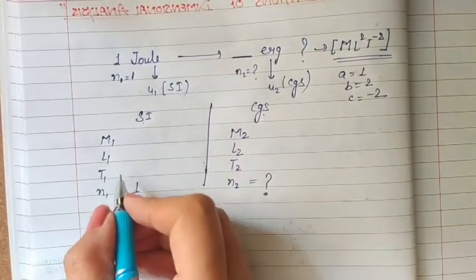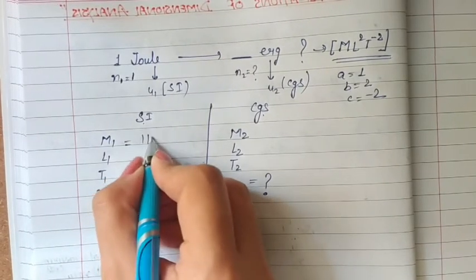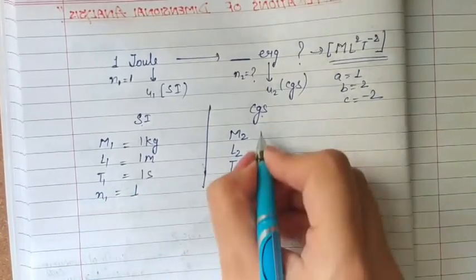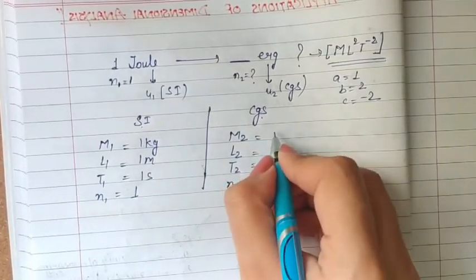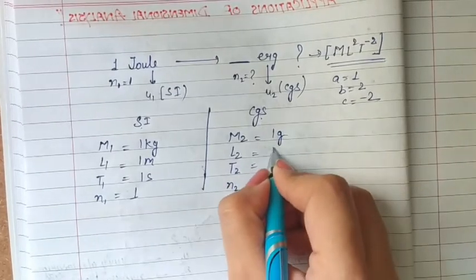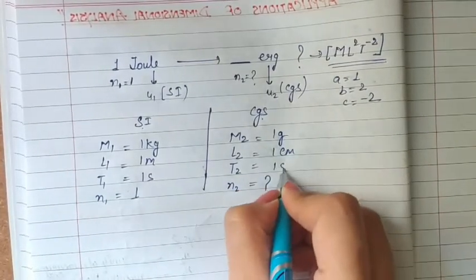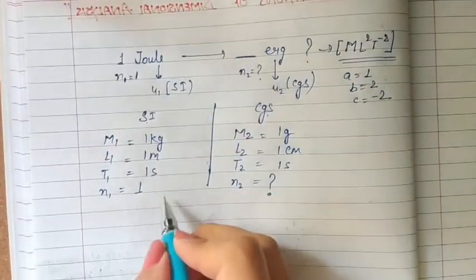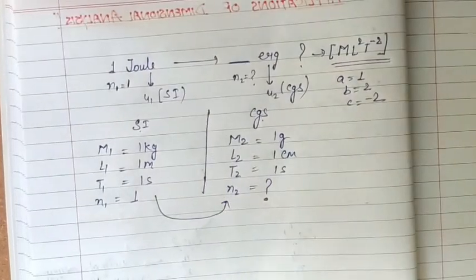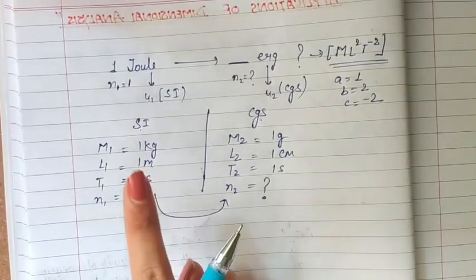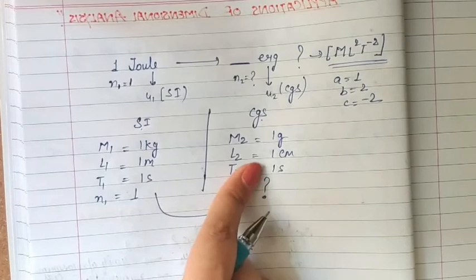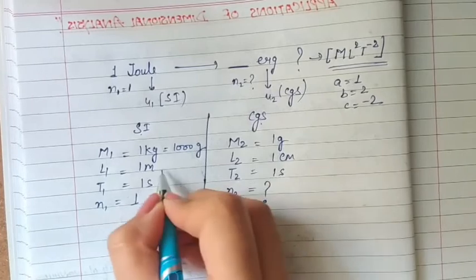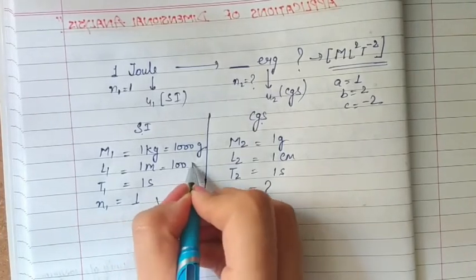For M1, L1, T1 in the SI system, the mass is 1 kg, the length is 1 meter and the time is 1 second. In the CGS system the mass is 1 gram, the length is 1 centimeter and the time is 1 second. Now we have to see which system we are going to. We are going from SI to CGS. So 1 kilogram has to be changed into grams, 1 meter has to be changed into centimeters.